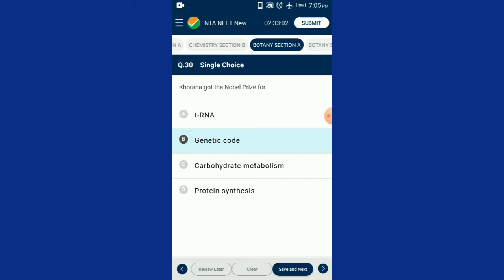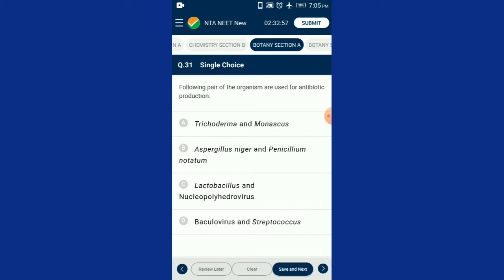Question number 31. Following pair of organisms are used for antibiotic production. Approximately 25% of Penicillium strains and 40% of the Aspergillus strains yield antibiotics. Aspergillus fumigatus and Penicillium notatum are the two strains which yield antibiotics in higher concentration. So the answer is option B, Aspergillus niger and Penicillium notatum.